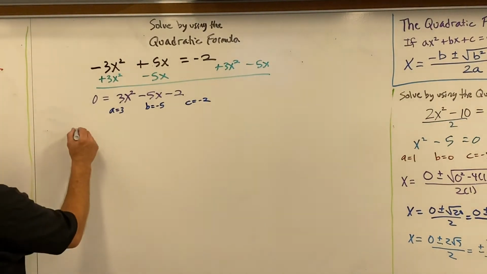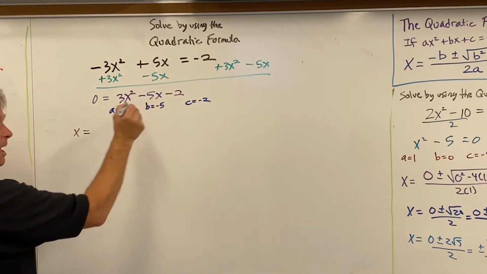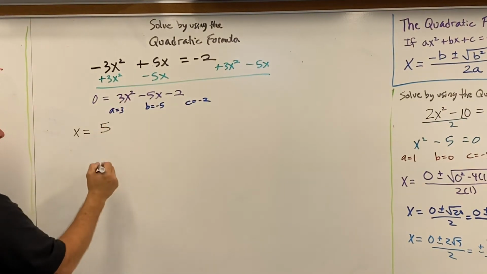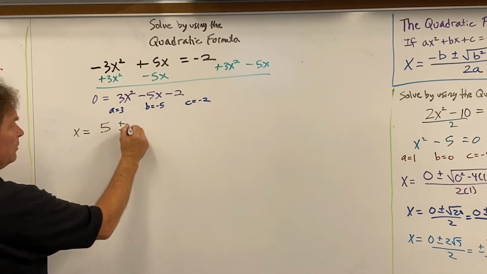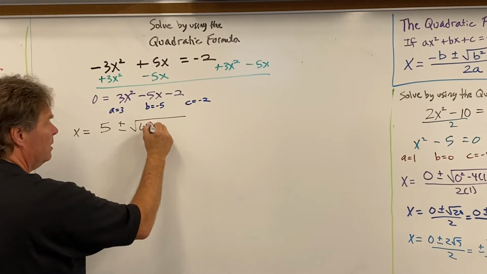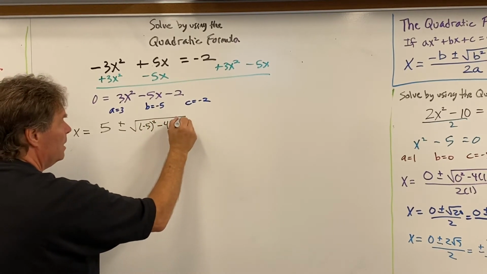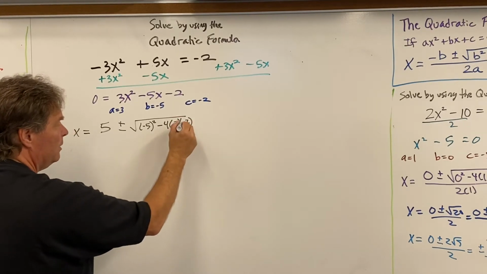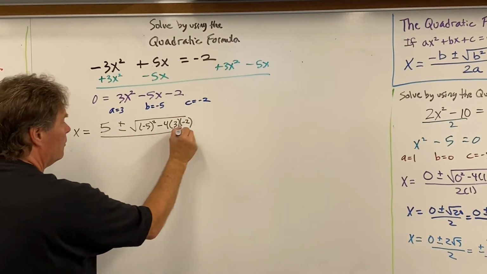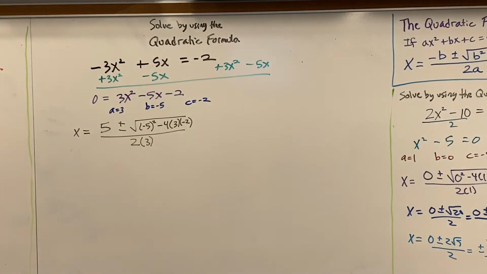Okay, so I'm going to go x is opposite of b. So opposite of -5 is regular 5, right? Plus or minus square root of b squared. So it's going to be -5 squared minus 4ac, 4 times 3 times -2, 4ac, all over 2a, 2 times 3. All I did, notice, was plug in numbers for letters into the quadratic formula.